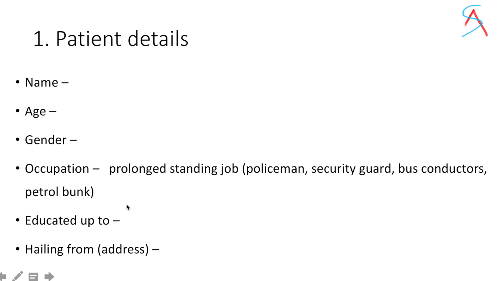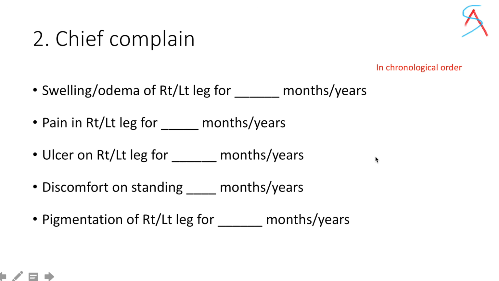Then we have to ask about the education, how much the person can know about his disease, and where the person hails from. Then the chief complaint in the patient's own language, for what problem he has come to the hospital, like swelling or edema of the leg, or pain in the right leg or left leg for this month, or ulcer, discomfort or pigmentation. Sometimes the patient could be asymptomatic also. He just found dilation of his vein and for that query he has come to you.